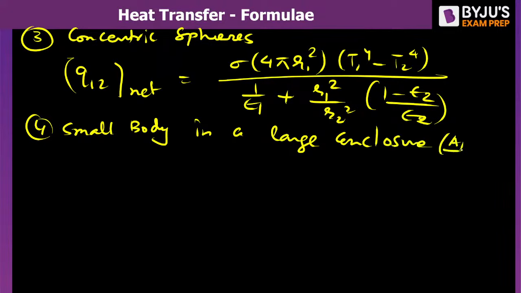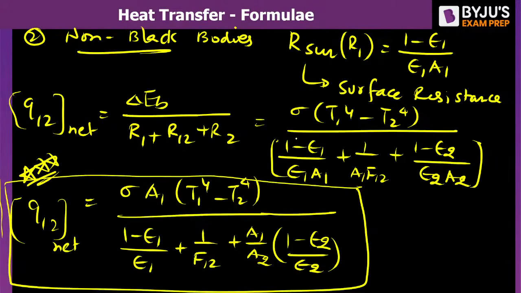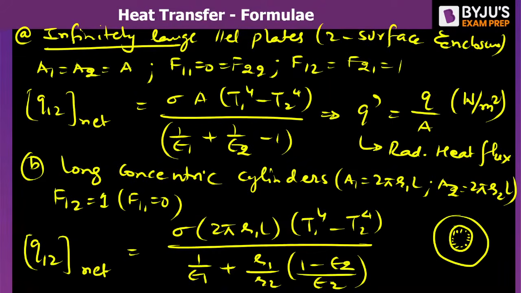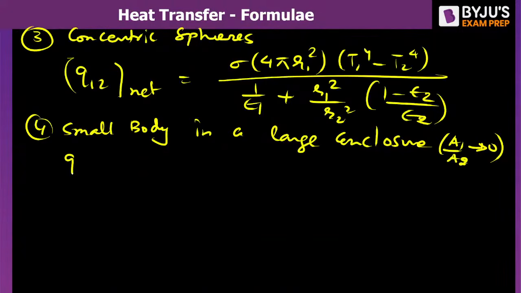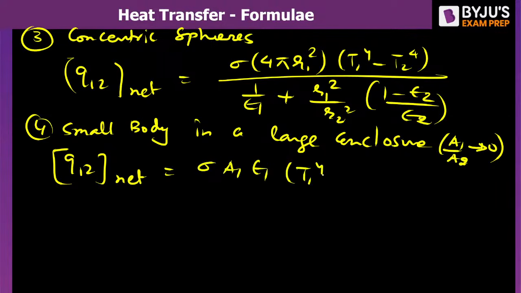It means A1 by A2 will be 0. If A1 by A2 becomes 0, use this expression. If A1 by A2 is 0 and F122 is 1, then Q122 net will become sigma into A1 into epsilon 1 into T1 to the power 4 minus T2 to the power 4. Small body 1 in a large enclosure 2.